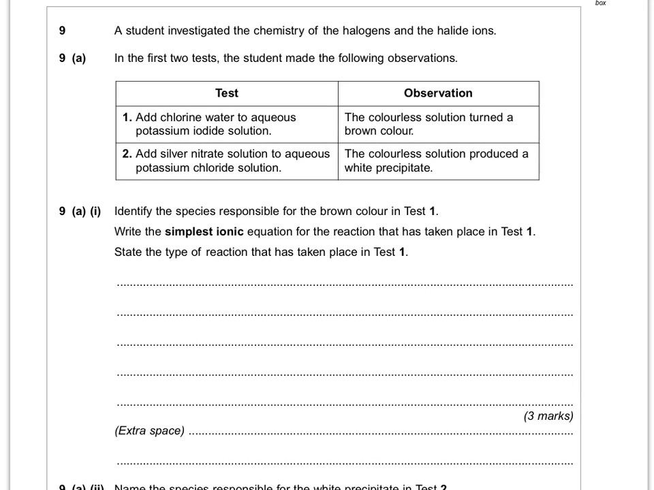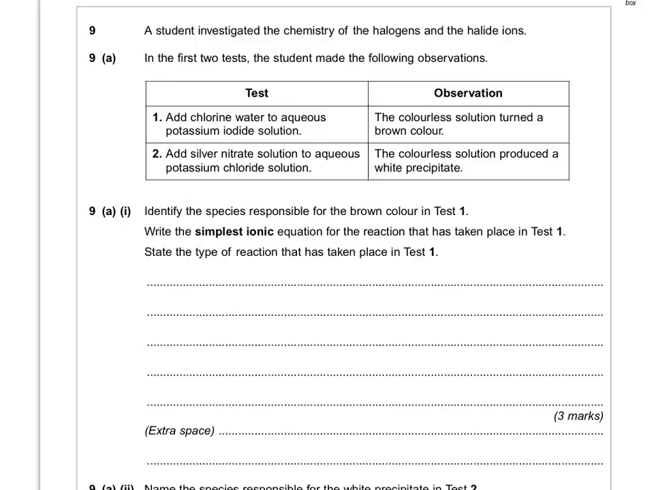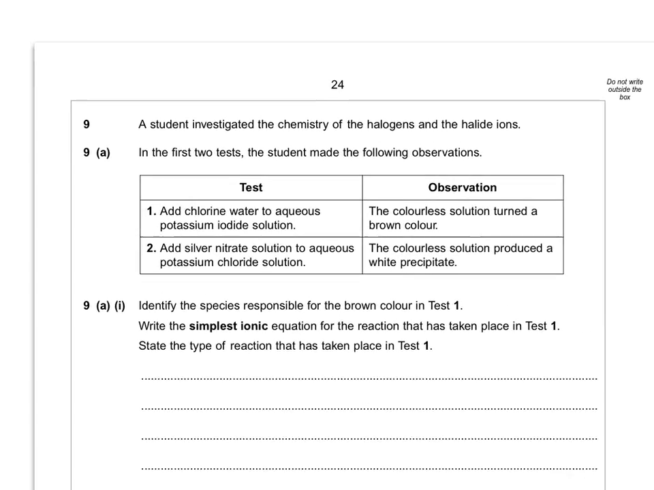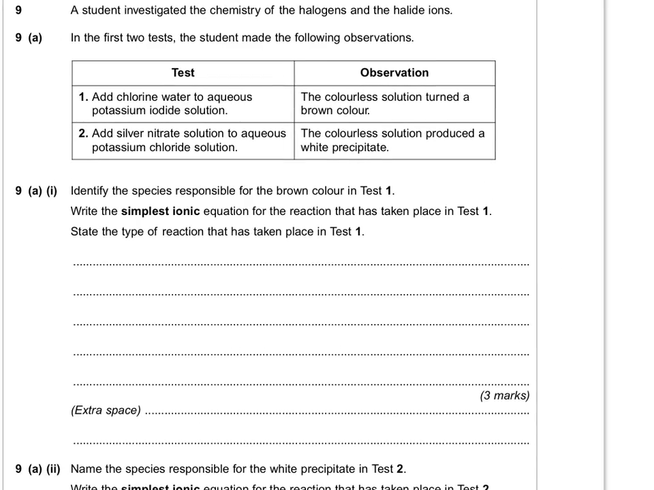The student investigated the chemistry of the halogens and the halide ions. In the first 2 tests, the student made the following observations. In test 1, he added chlorine water to aqueous potassium iodide solution, and the colourless solution turned a brown colour. And then test 2, add silver nitrate solution to aqueous potassium chloride solution. The colourless solution produced a white precipitate.